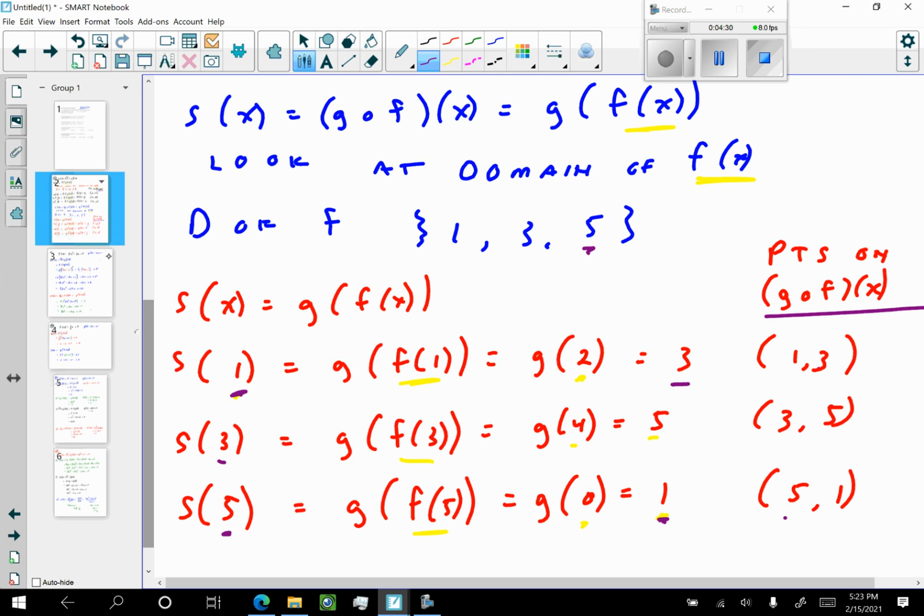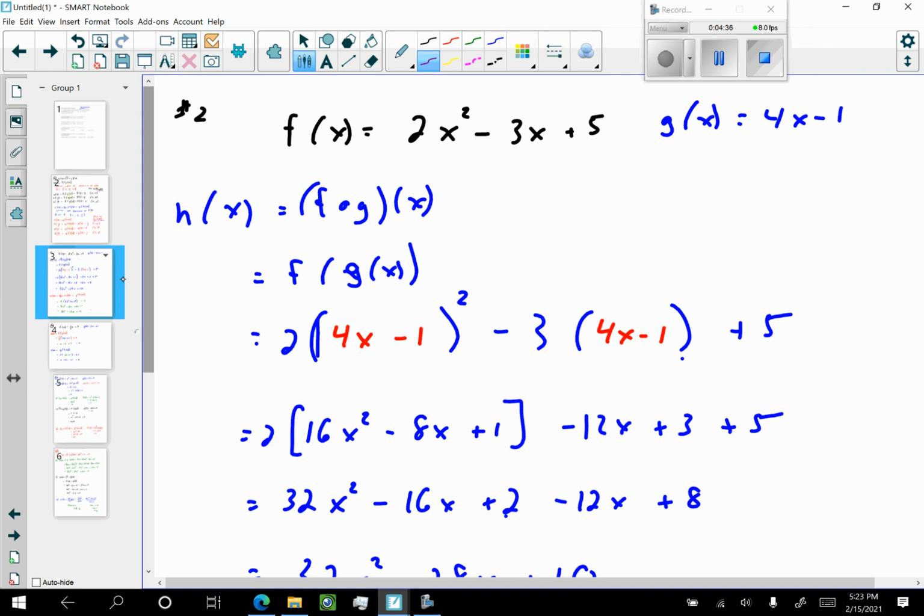Alrighty, going to number 2, moving right along. If you need to pause the video, go right ahead, feel free. So here I have 2 functions. I have this f of x as this quadratic function, 2x squared minus 3x plus 5, and this linear function, 4x minus 1, is g of x. And again, I want to let h of x be f of g. And so wherever I see x in f, I'm going to put g in here. So I have 2 times (4x minus 1) squared minus 3 times (4x minus 1) plus 5.